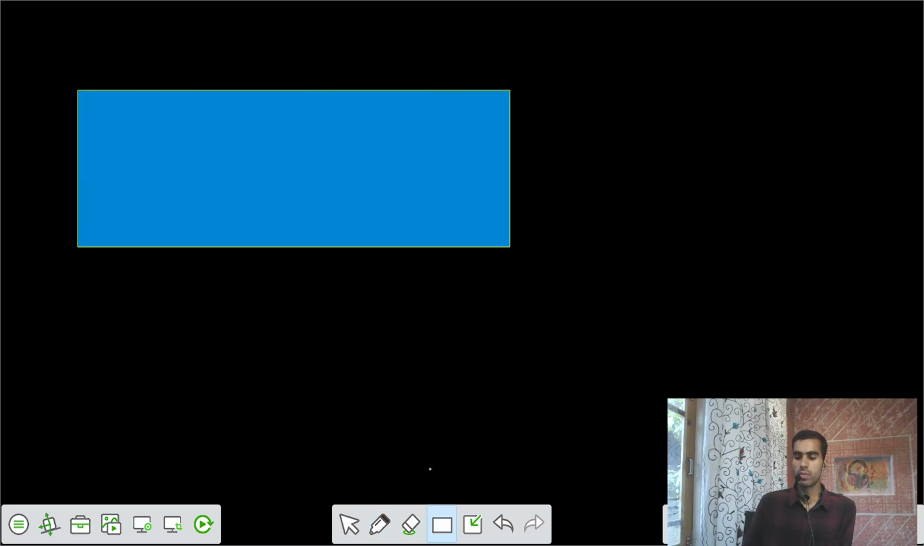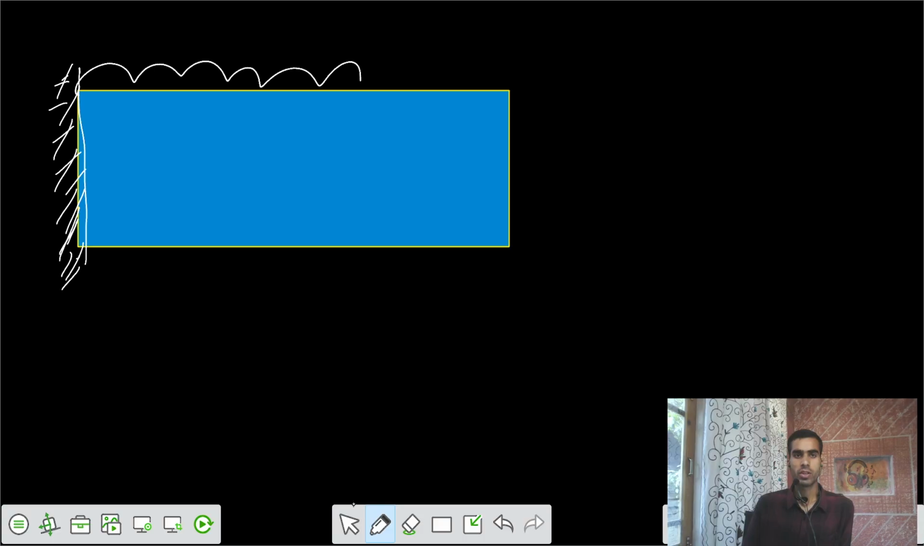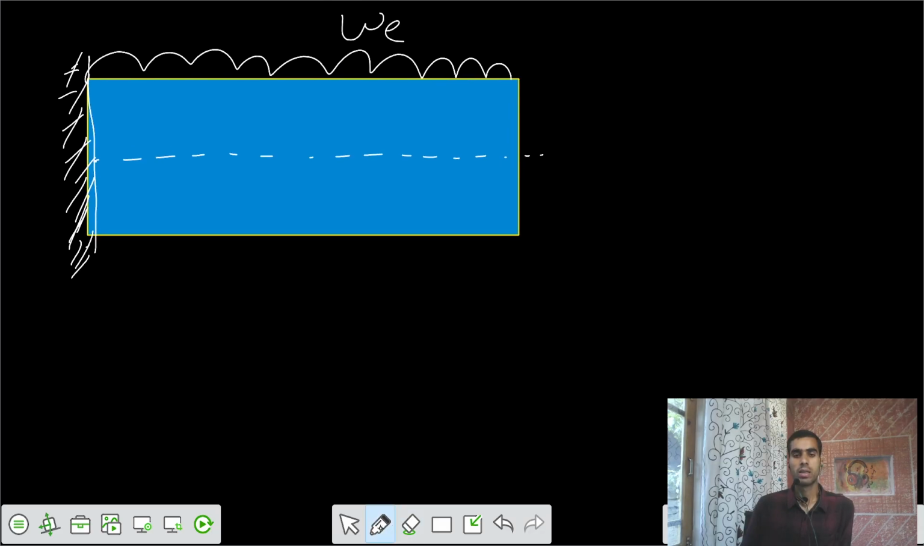So we have a cantilever beam. This is the cantilever side. There are some external loads also, and there's some neutral axis also. So can you tell me what the BMD variation is because of that? What is the bending moment diagram we can have? The bending moment diagram is somewhat in this fashion. So BMD is in this fashion.